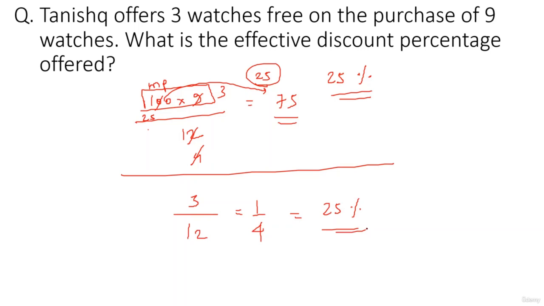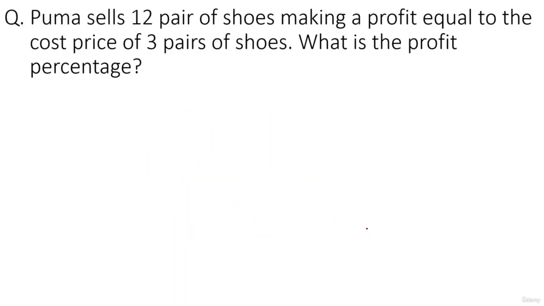Let's go on to the next one now. Puma sells 12 pairs of shoes, making a profit equal to the cost price of 3 pairs of shoes. What is the profit percentage? Conventionally, how I used to approach these questions was I tried to establish the ratio between the cost price and selling price. Or if you assume the cost price or selling price, either of them is 100, try to figure out the other. So we'll see both the approaches now one by one.